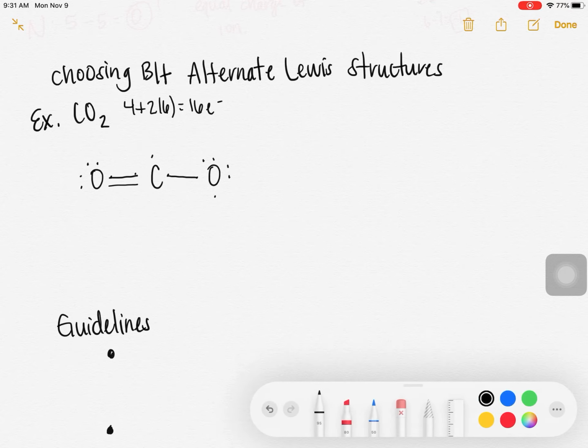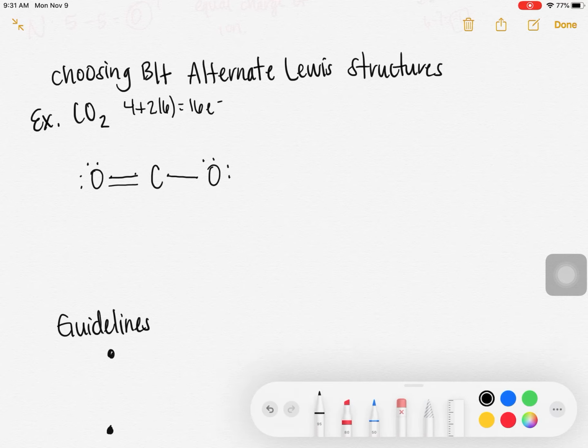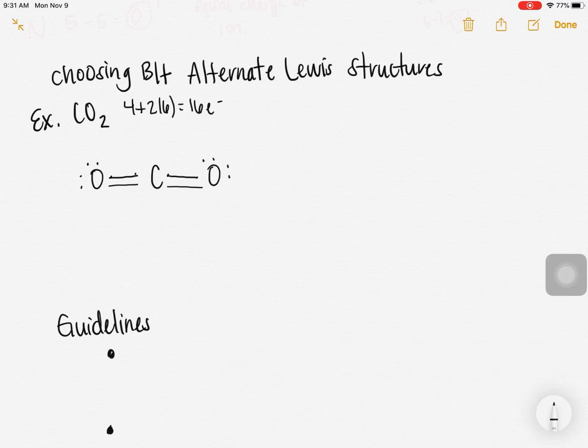And then there's another screaming set of electrons who are asking to be made into a double bond. And there we have carbon dioxide. Everybody has an octet, and there are 16 total electrons in my picture. However, there's actually a second way.